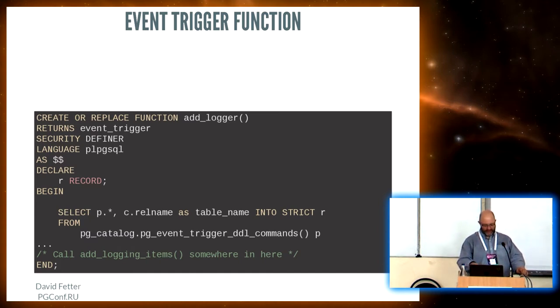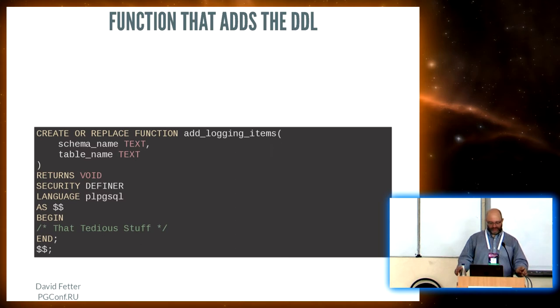And then inside of this trigger function, we call a different function. Now, I separated these functions so that we could go backfill if we ever needed to. Let's imagine that you have a database where you hadn't installed this, and so you install the package, and now in the future, all future tables will get logged in this way, but the present tables are not. So I wanted to make a capability to go back and start logging on tables that already exist, and that's where add logging items comes in.